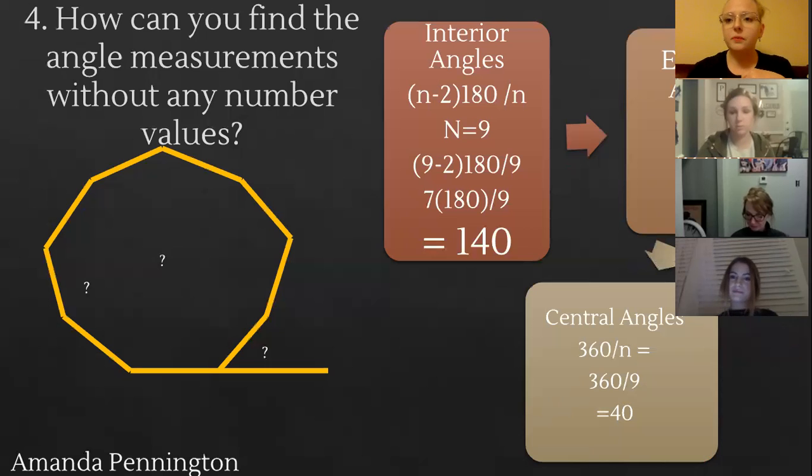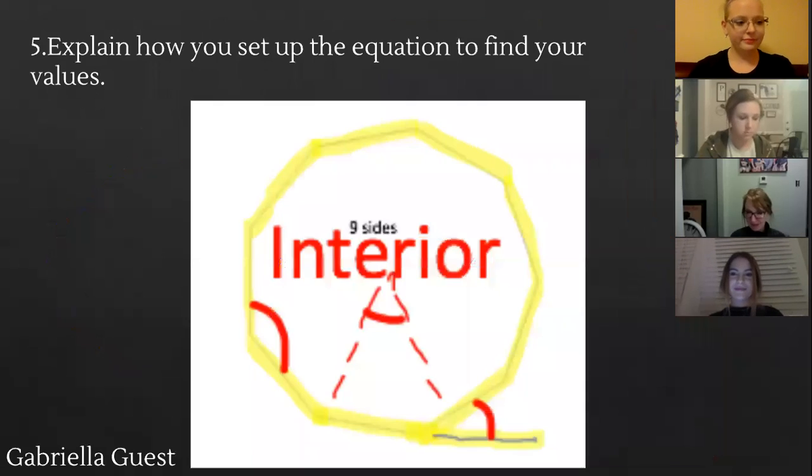So we plug that into the formulas. And so for the first one, the interior angles, when we plug that in, that gives us 140. And so when we look at exterior and central angles, we're going to use the same formula. So we know 360 divided by n, or 360 divided by 9, will give us 40 degrees for both exterior and central angles. Thank you. Welcome. Okay, so next we'll have Gabby explain how you set up the equation to find your values.